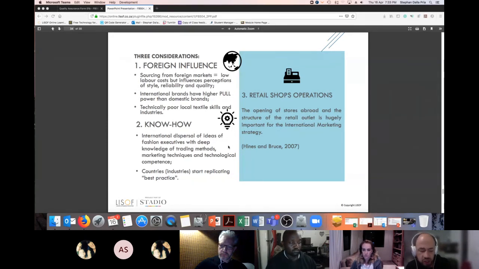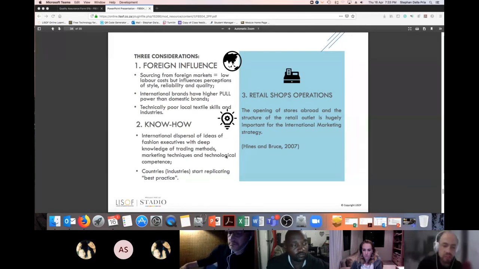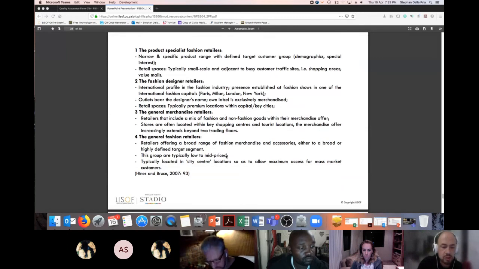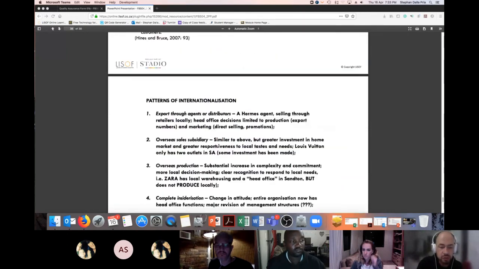Whereas Louis Vuitton is going, we have 2 stores, that's it. Maybe we even have an agent servicing those stores, doesn't matter. We're not interested in developing any further than that because we really don't see a strong market developing too much in that area. Okay, go read the slide. This will help you.